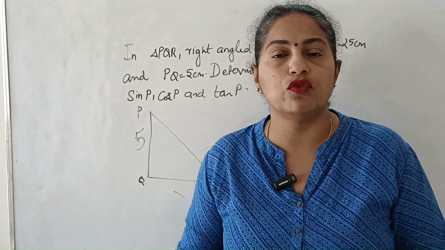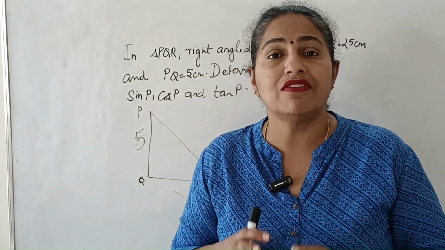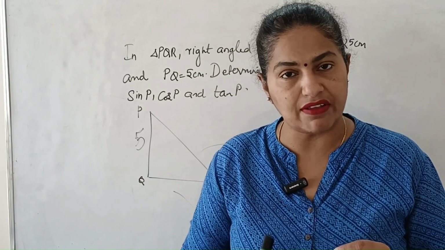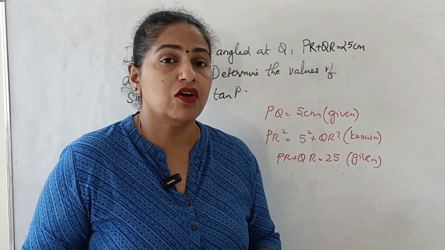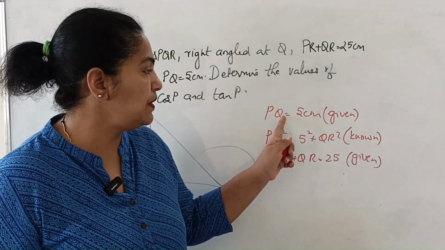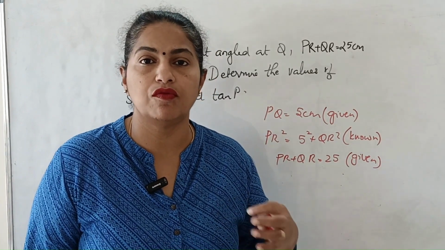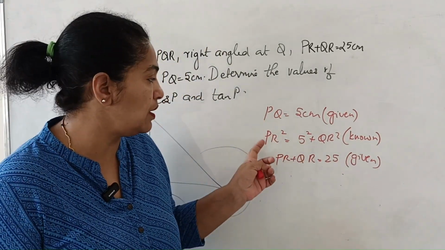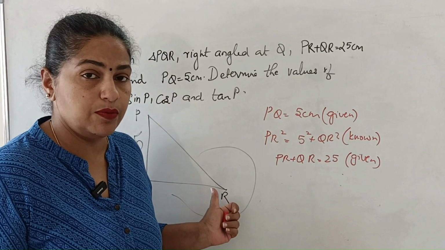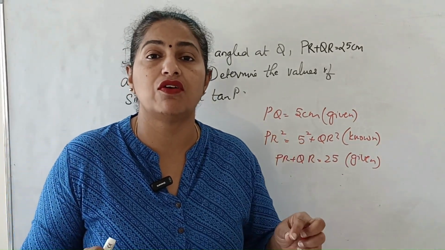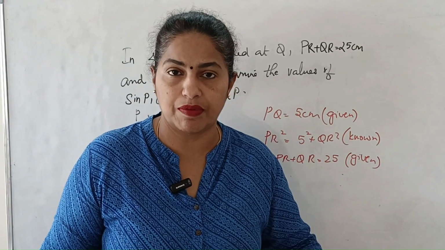Now we have to use equations in order to separate the values of the sides and find the values of the individual sides. I have written down the data that is given to us. PQ is equal to 5 and PR plus QR is 25 is given to us. What we know? We know we can apply Pythagoras theorem. So I am applying PR square, which is hypotenuse square, is equal to 5 square plus QR square. I need to find out the values of PR and QR separately.